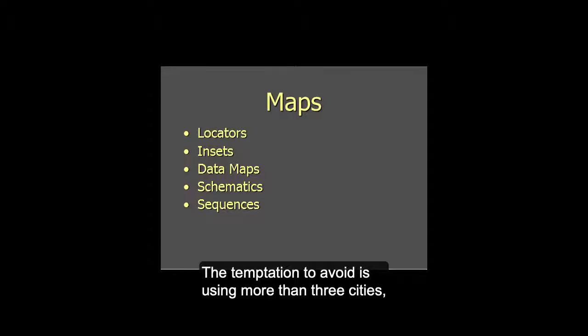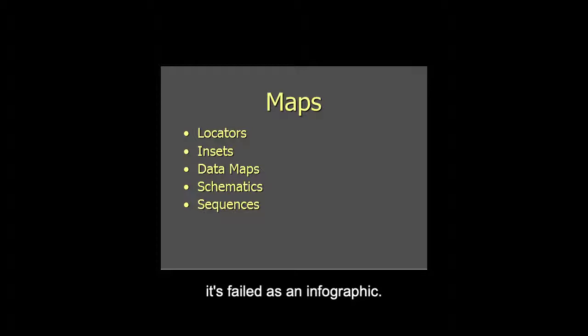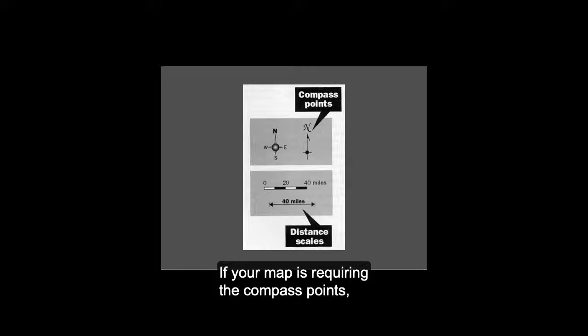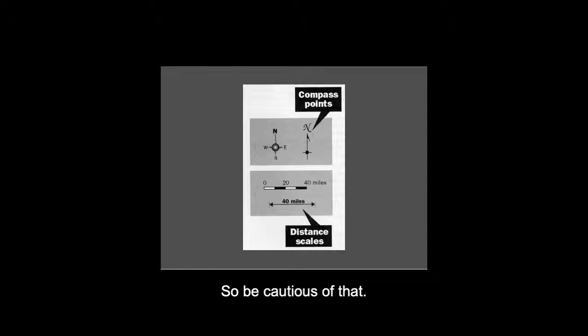The temptation to avoid is using more than 3 cities, showing everything, and a map that, again, like we said earlier, if it requires a scale to be understood, it's failed as an infographic. Here are some indicators. If your map is requiring the compass points, the distance scales, it's not an infographic, so be cautious of that.